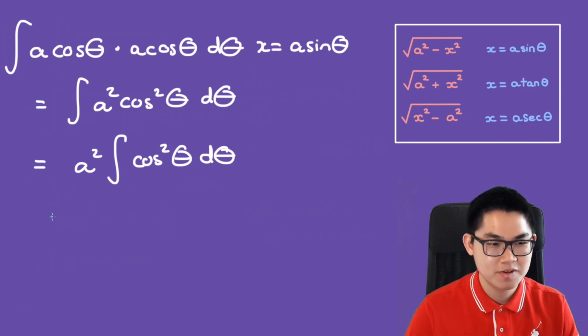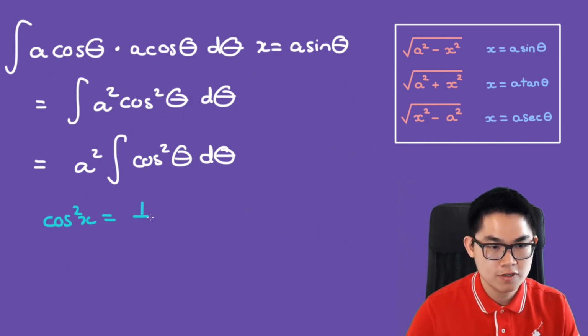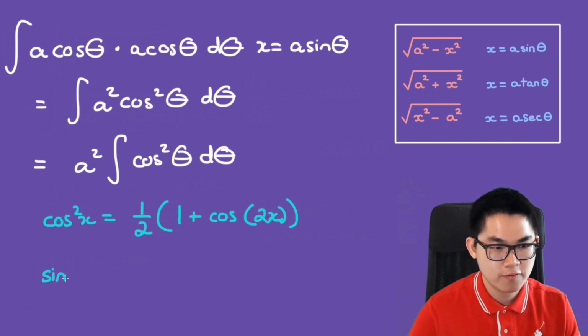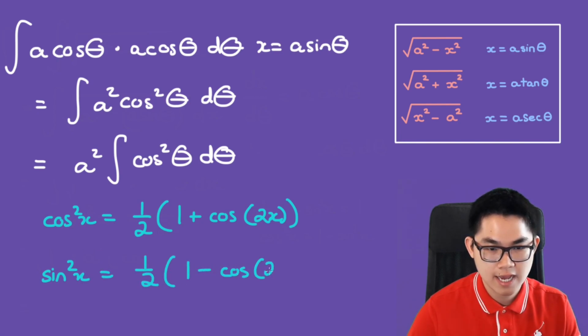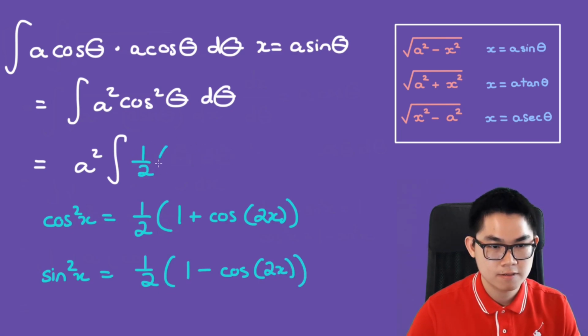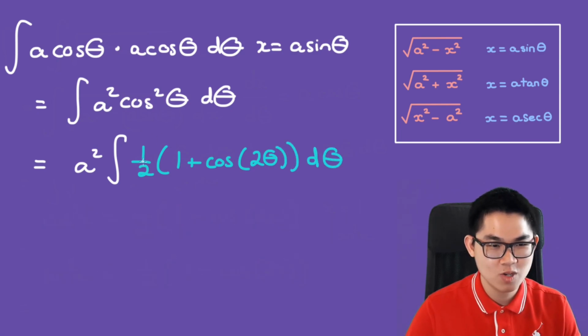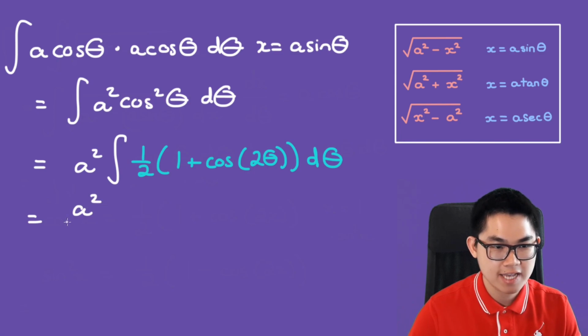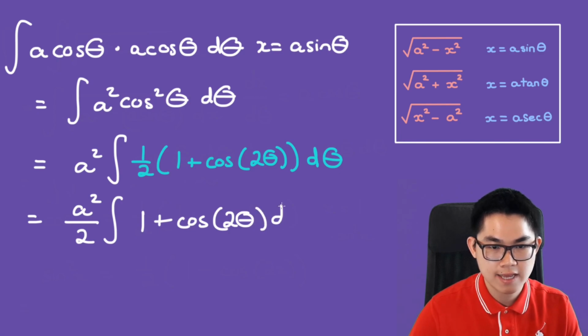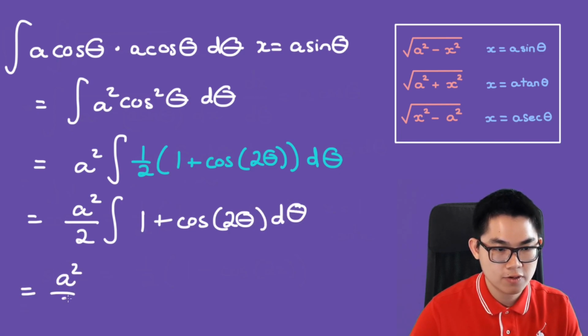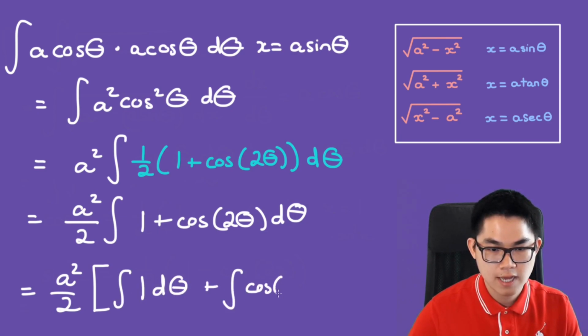What is cosine squared? Well, cosine squared is 1 over 2 times 1 plus cosine 2x. Then just for fun, we have sine squared, and that's equal to 1 over 2 times 1 minus cosine of 2x. And we should also move the 1 over 2 outside of the integral. So we have a squared over 2 times the integral of 1 plus cosine of 2 theta d theta. And this is equal to a squared over 2 times the integral of 1 d theta plus the integral of cosine 2 theta.